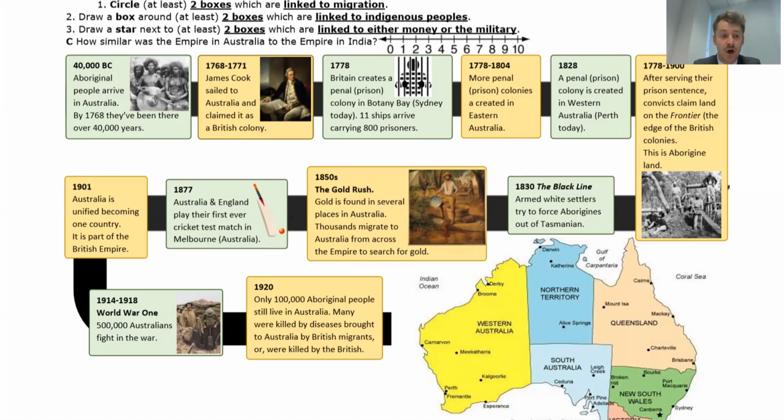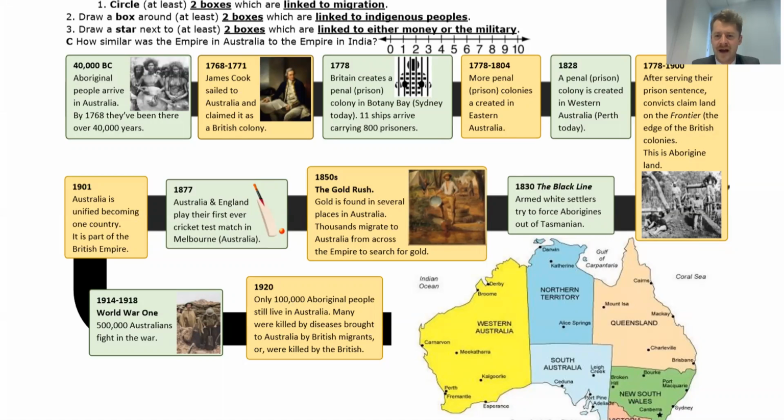Okay, guys. So hopefully you've worked through that. As you can see, there are lots linked to migration. So what I'm going to do is go through two for each one. And then you will have the time to make any corrections or add anything further. So straight away, we can say migration, 1778, Britain creates a prison colony.